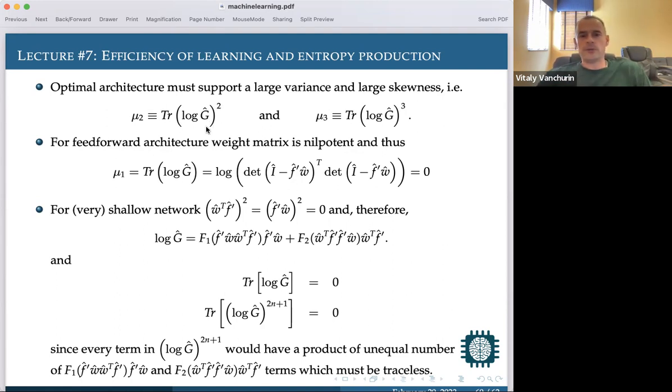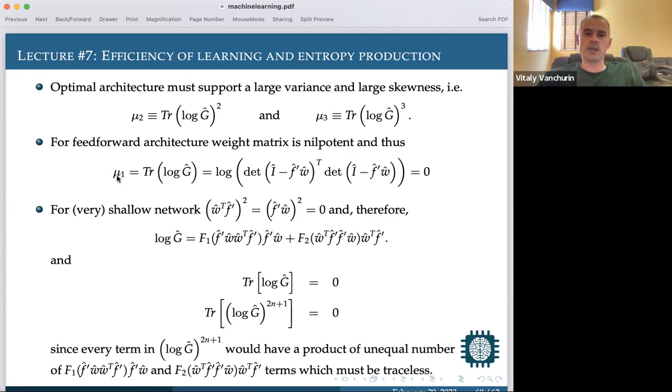So another question is: why is it that both your shallow network and deep network have large variance, but only the deep network has a large skewness? Okay, so let's start from the first. This is called the second moment. You can talk about the third moment, the first moment. Of course, these are moments only if you think about the separate eigenvalues as random variables. I might refer to them as moments, but of course, this is exactly what it means.